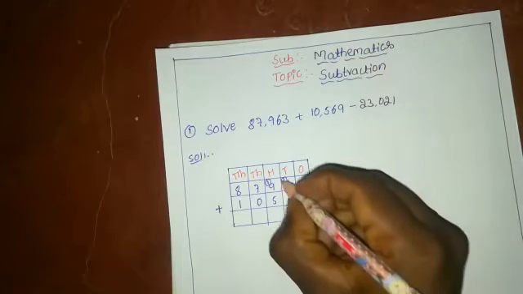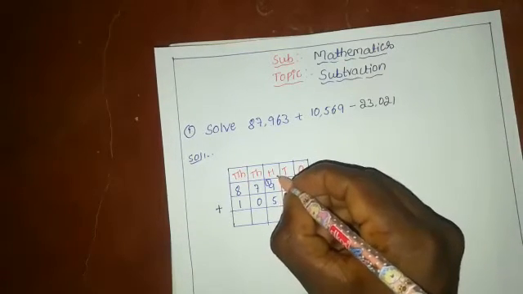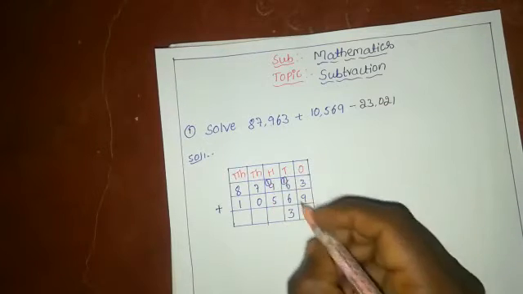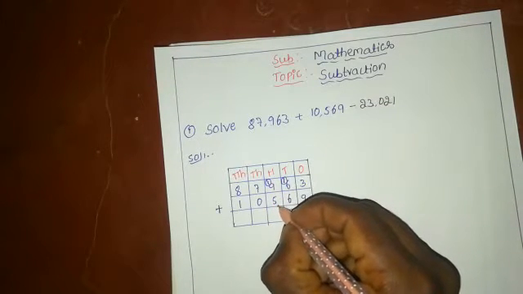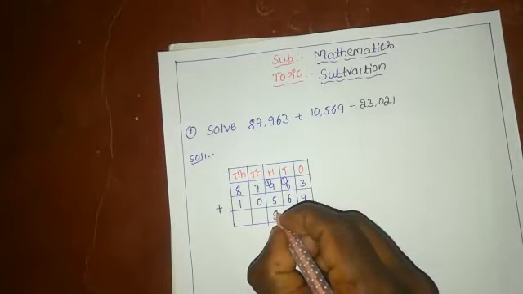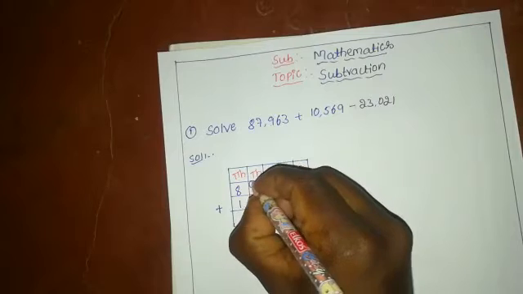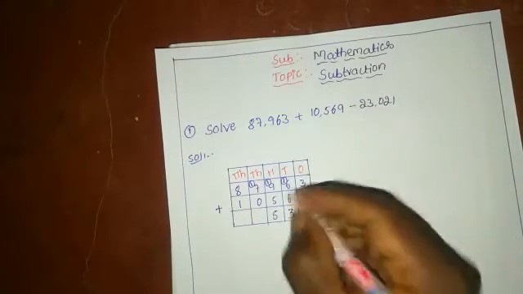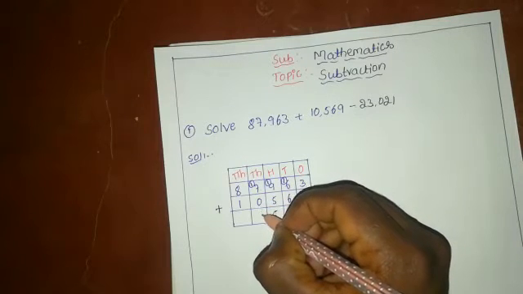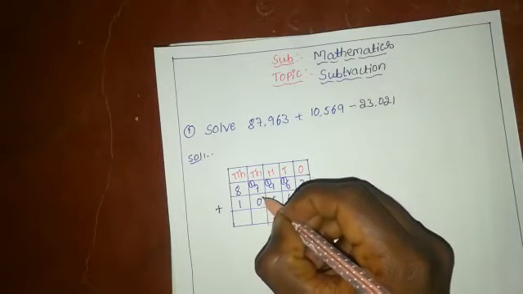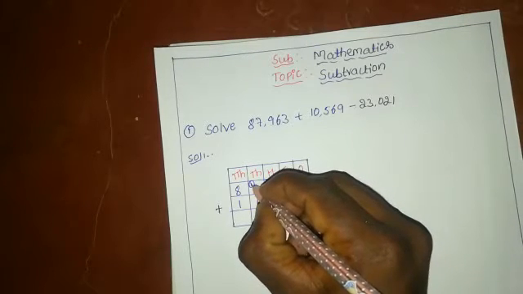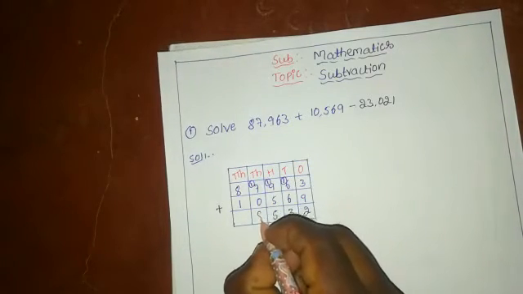Now the hundreds column. In the hundreds column we have 9 and 5 and 1 is carried. 9 plus 5 is 14, 14 plus 1 is 15. For 15 we write 5 here and again 1 is carried. Now the thousands column: we have 7 and 0. 7 plus 0 is 7. When we add 0 to any number we get the same number. 7 plus 1 carry, we get 8.